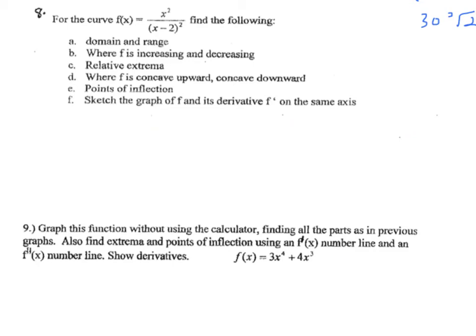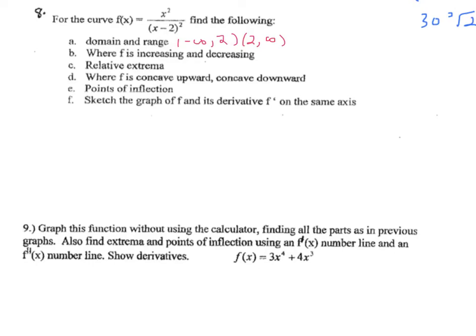For number 8, we first want to find the domain and the range. So our domain would be from negative infinity to 2, and then from 2 to infinity, since 2 is the only spot that will make the denominator go to 0.